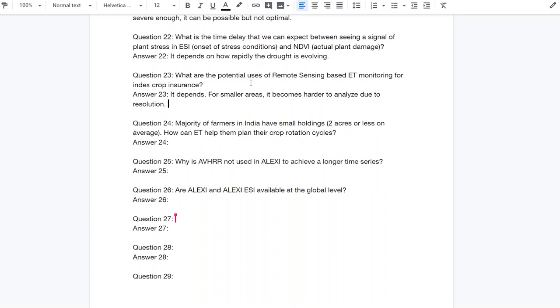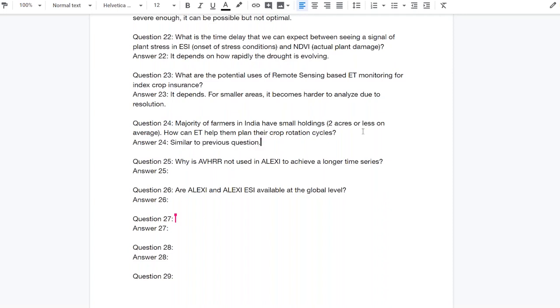Great. And question 24 is actually similar in terms of small field size. A majority of farmers in India have small holdings, 2 acres or less on average. How can ET help them plan their crop rotation cycles? I think, similar to the last question, there is a constraint with resolution.